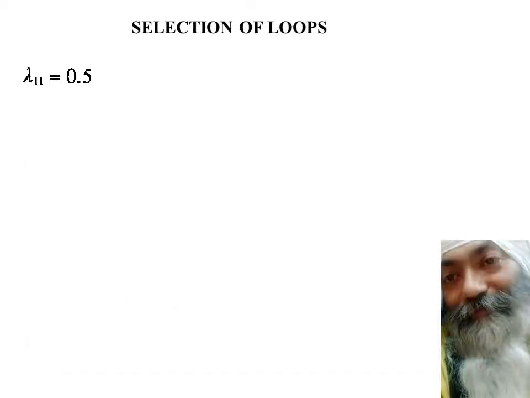The issue comes when this lambda 1 1 happens to be 0.5. So you can very well guess the relative gain array will be 0.5. It means that the direct effect and the indirect effect are exactly equal and in the same sense. So what do we do in this case?